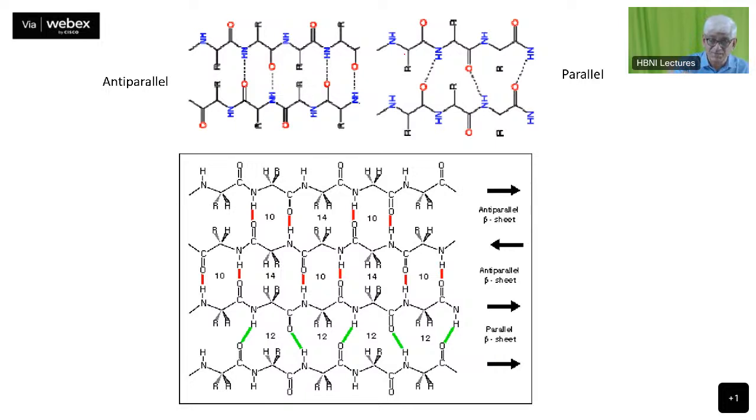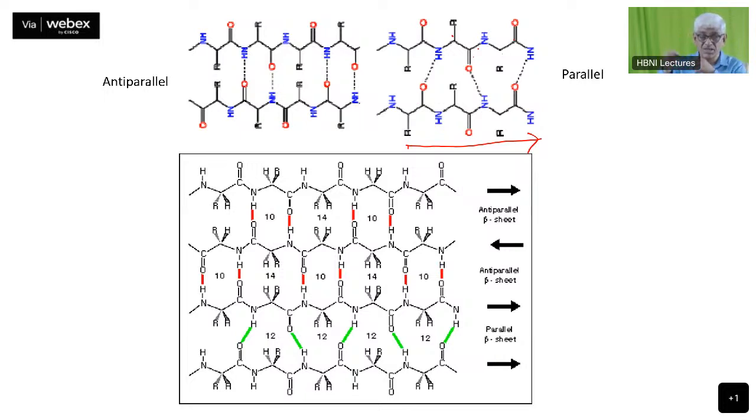So, look at the strands. This is NH C alpha CO, NH C alpha CO, NH C alpha CO, NH C alpha CO. This is running in this direction. And this chain is also running in the same direction. Okay, NH C alpha CO, NH C alpha CO, both are running in the same direction.